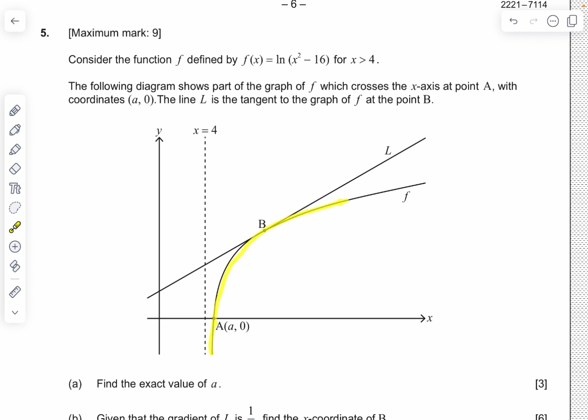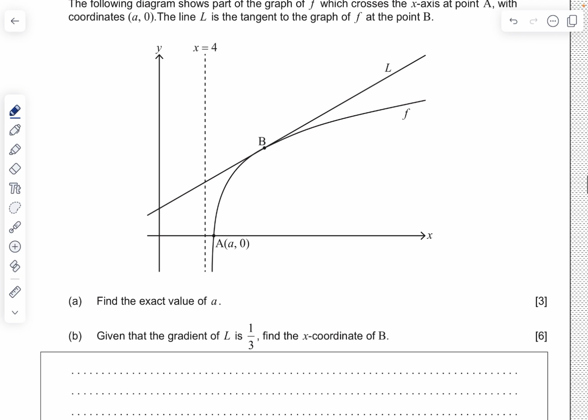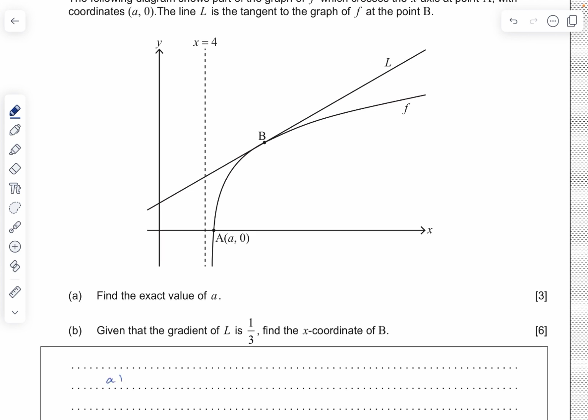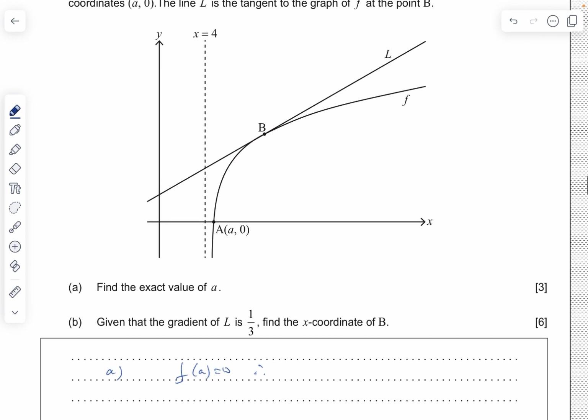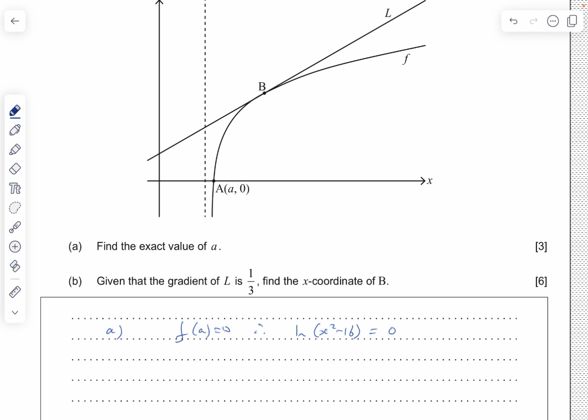Well, look at this function, and this is where the y value is 0. So I can just put part a, f(a) equals 0. Therefore, log of x squared subtract 16 equals 0. Do an e to the power of both sides to make the log disappear, so e to the power of 0 is 1. Maybe I'll put that to show what I've done. x squared subtract 16 there.